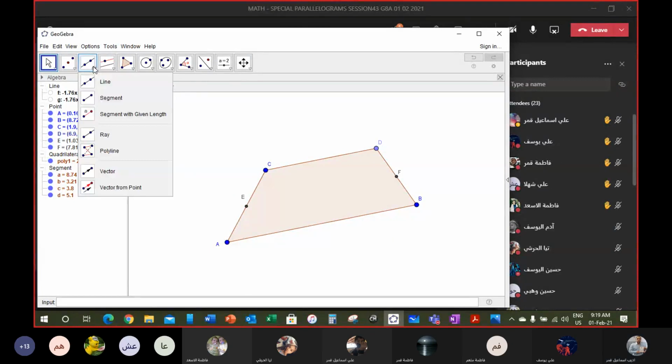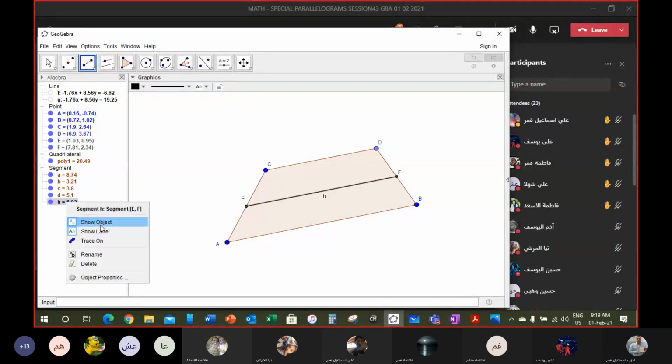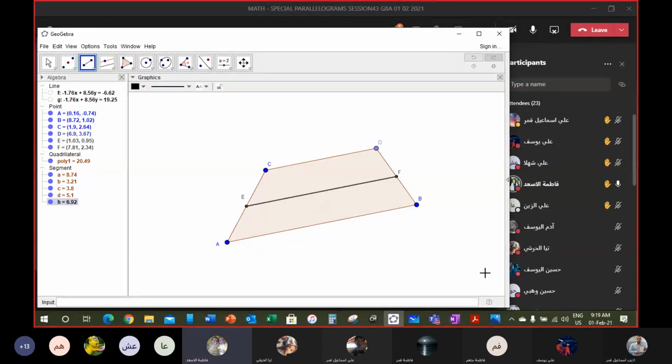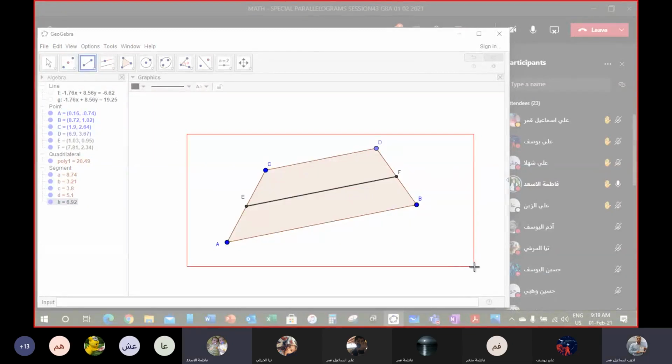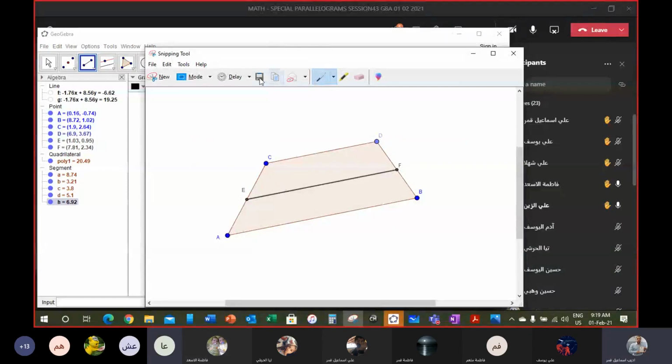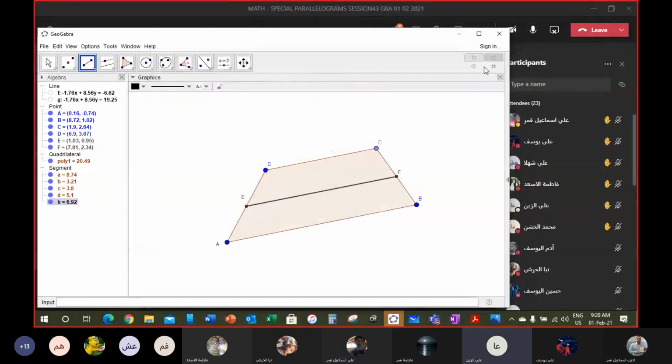Then we join the segment EF. What do we say about this segment EF in this trapezoid? It is parallel to CD and AB. So EF is parallel to CD and AB. And what else does EF equal? CD plus AB over 2.